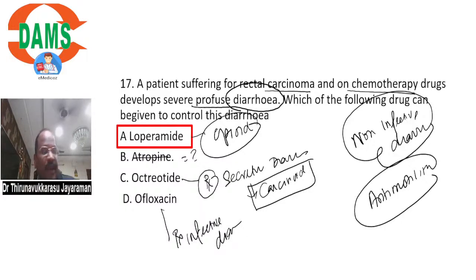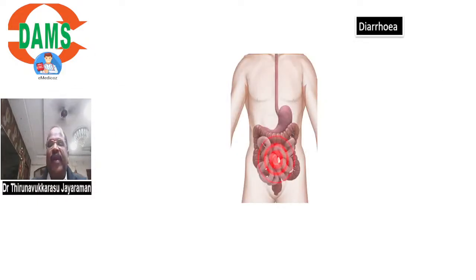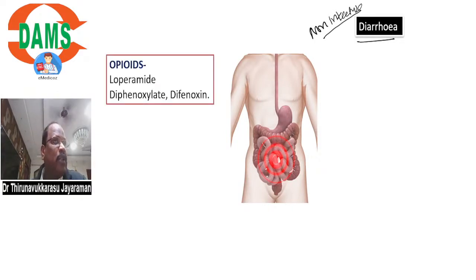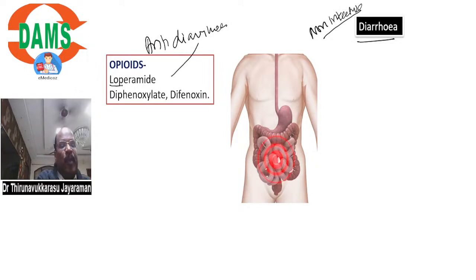In this, I will tell an extra point regarding loperamide. For treatment of non-infective diarrhea, we can try opioids. Among the opioids, the commonly used anti-diarrheal drugs are loperamide, difenoxylate, and difenoxin. In your exam, they gave loperamide. That's the best answer. Loperamide and difenoxylate are both commonly used anti-diarrheal opioids.